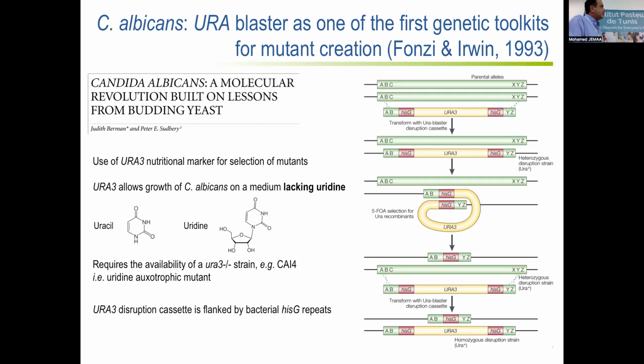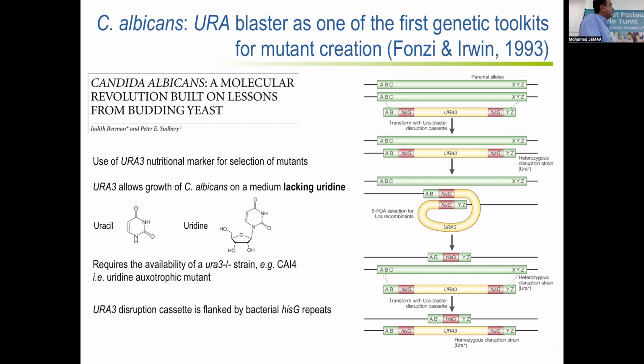Uridine is a sugar version of uracil, which is a component of RNA, of course. And this requires the availability of a strain that is homozygous for the URA3 mutation. So we need to remove URA3 to create a strain from SC5314 to be able to do genetics and molecular genetics to create mutants.